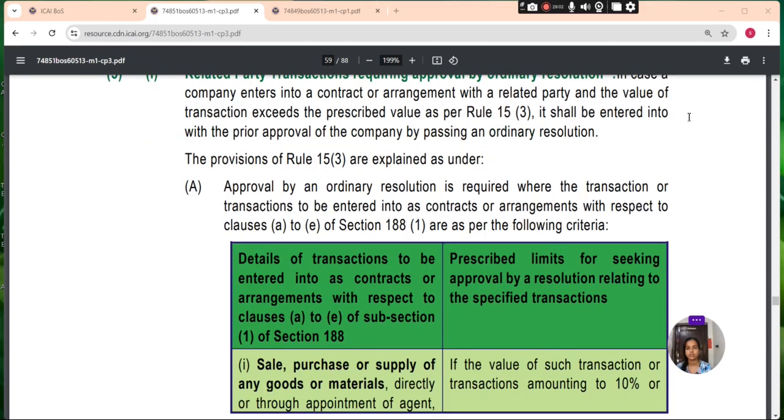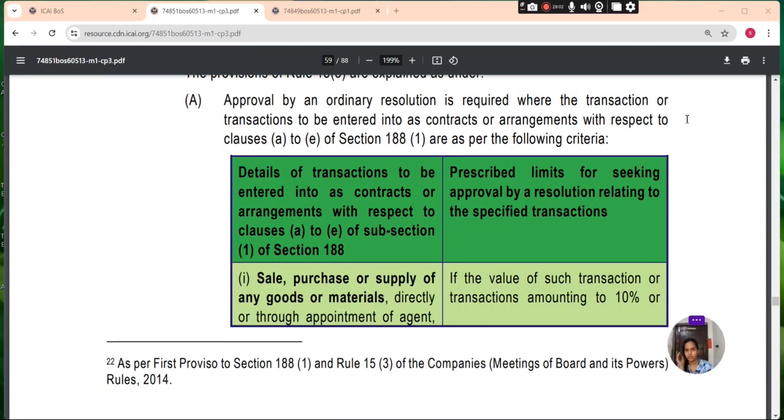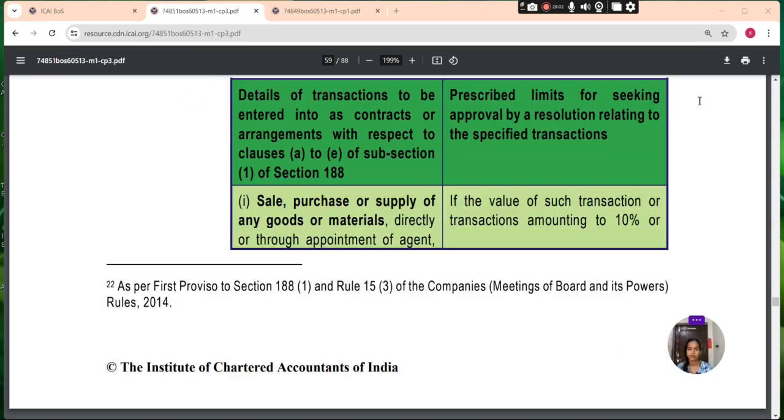Approval by ordinary resolution is required for the transaction or transactions to be entered into as contract or arrangement with respect to clauses A to E of section 188 subsection 1 as per the following criteria. Then what will be the details of the transaction to be entered into as contract or arrangement with respect to clauses A to E of subsection 1 of section 188? What will be the prescribed limit for seeking approval by resolution relating to the specified transaction? Sale, purchase, how will it be? Sale, purchase or supply of any goods or material directly or through appointment of agent.